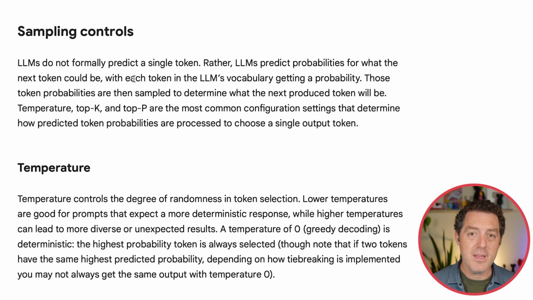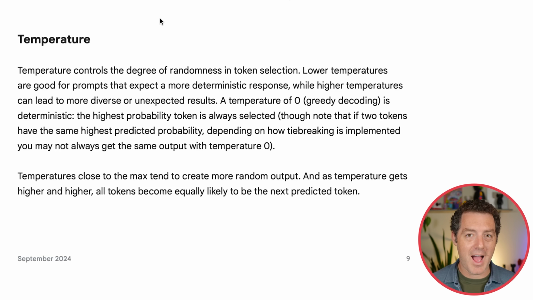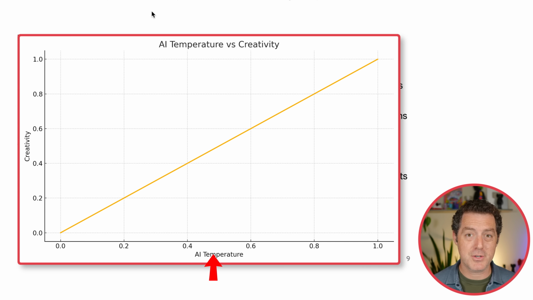And there are three main settings within these sampling controls: temperature, top K, and top P, and we're going to go over all three of those. Now, personally, I think temperature is probably the most important setting within sampling controls. Temperature controls the randomness in token selection, but really a more simple way to think about it is the higher the temperature, the more creative or unique the responses will be. The lower the temperature, the less creative it'll be.